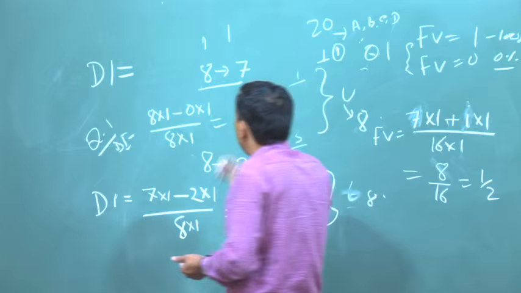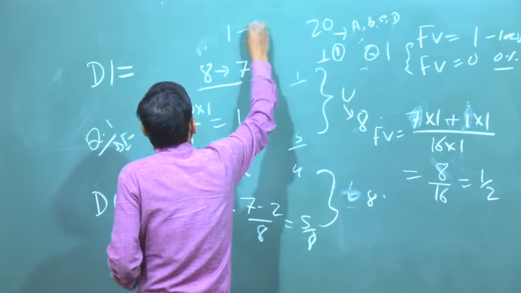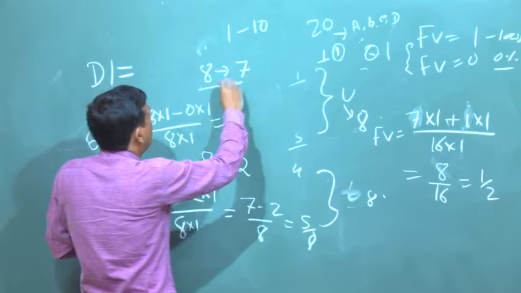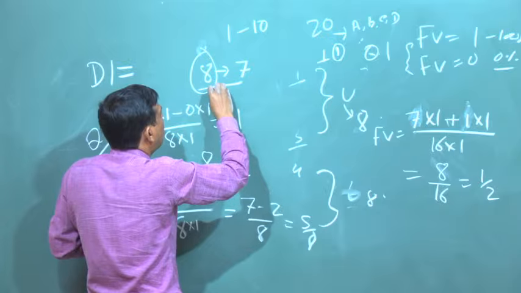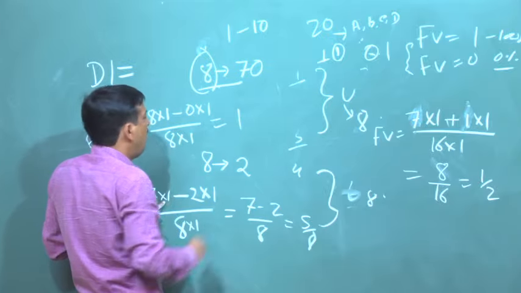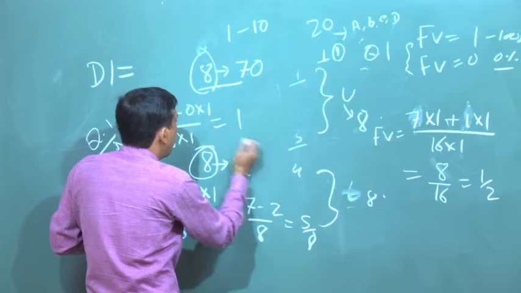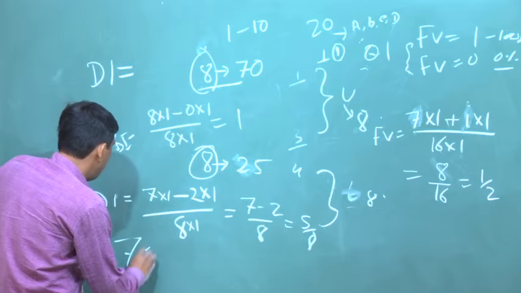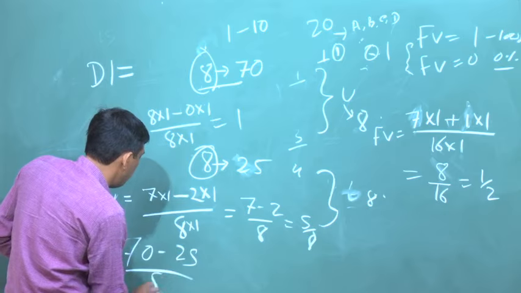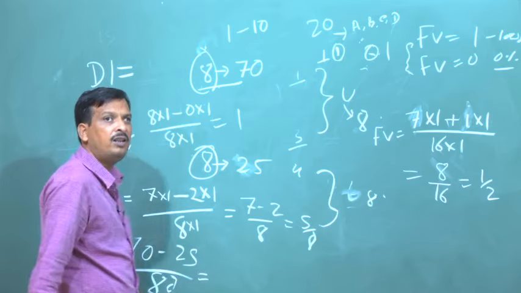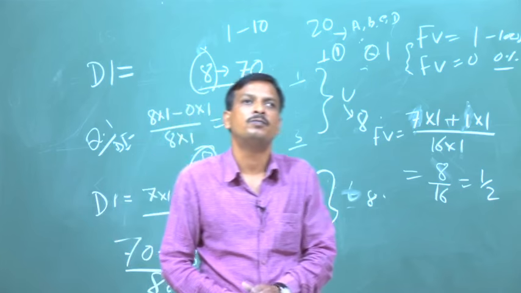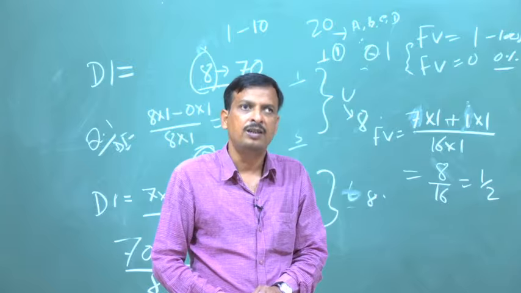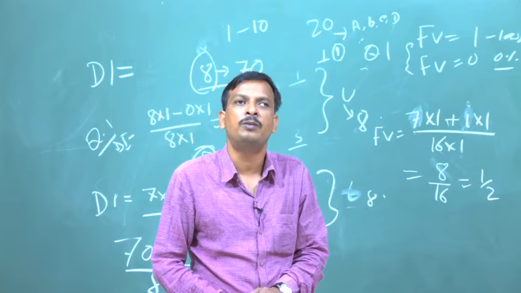If it is a summative assessment, instead of 1 mark, let question number 1 carry 10 marks. Since 7 students out of the 8 upper group students answered correctly, the total marks is 70, and out of 8 lower group students, the total marks is 25. So, my discriminating index is 70 minus 25 divided by 80, 8 into 10.